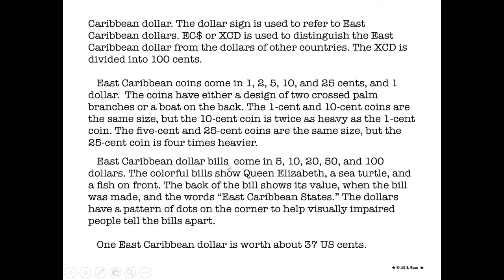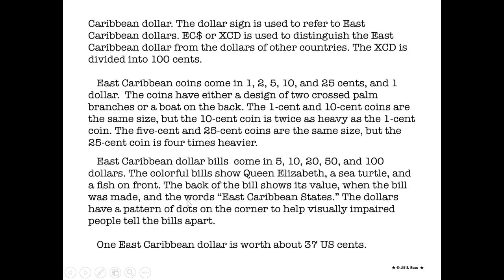East Caribbean dollar bills come in $5, $10, $20, $50, and $100. The colorful bills show Queen Elizabeth, a sea turtle, and a fish on the front. So they have Queen Elizabeth on them. The back of the bill shows its value.